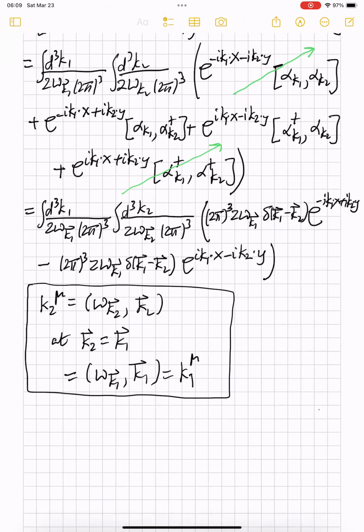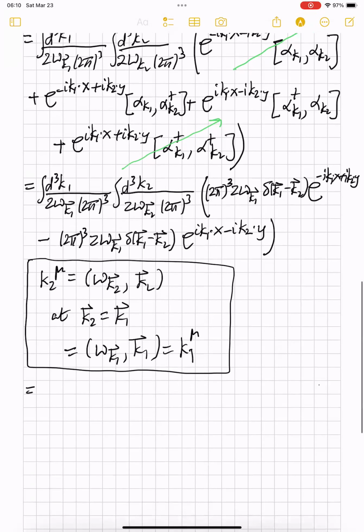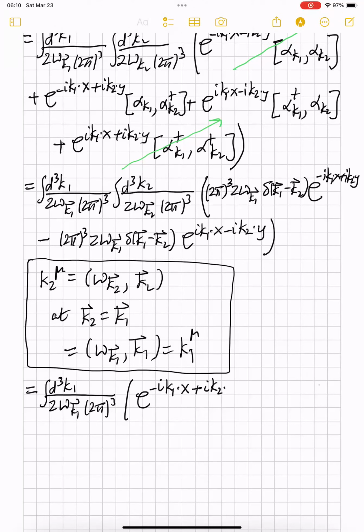The other thing that will happen is that the 2 pi cubed and the 2 omega k2 will cancel against the measure for k2. Remember, k1 is set equal to k2, so the omega k1 will cancel against the 1 over omega k2. So integrating over k2, we're left with an integral d3k1 over 2 omega k1, 2 pi cubed. The measure has been swallowed up, and we've got e to the minus i k1 dot x plus i k2 dot y.